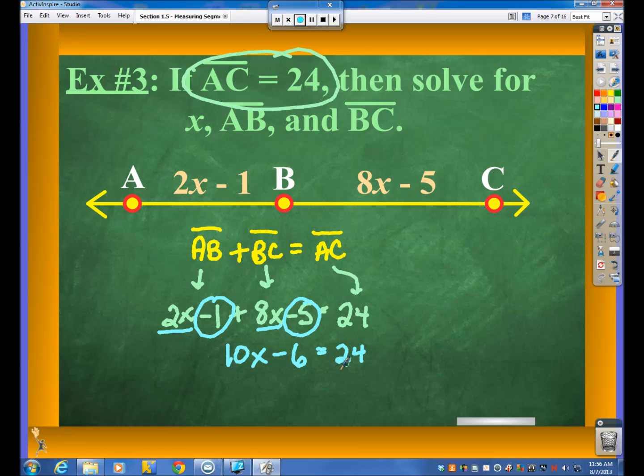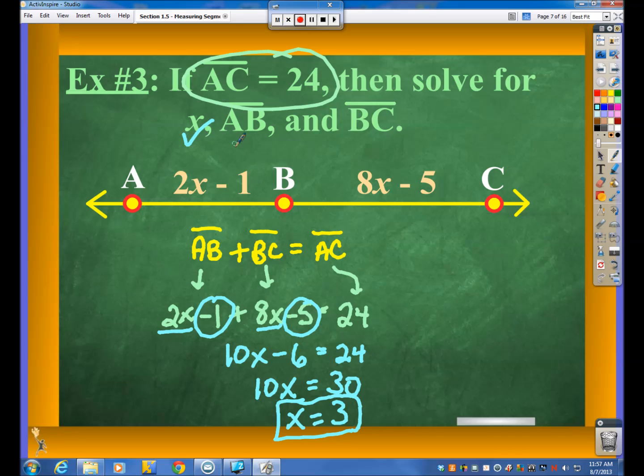I'm going to add the 6 over to the other side, so I'm going to do that without writing it. That would give me 30 on the other side, and divide by 10, and x would be 3. Okay, so there's part 1 of my answer. I can put a check mark by x. I have solved for x. x is 3, but I'm not done yet.